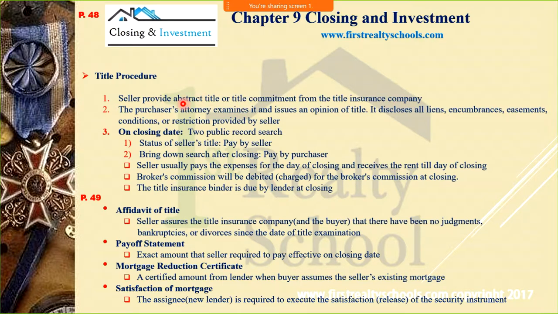After that, the title itself is not strong title evidence. So number two, the attorney. In the old days, the attorney had to examine the abstract of title and give an opinion of the title. This opinion of title discloses all kinds of liens, encumbrances, easements, anything recorded on the title that affects the transaction. And it can be restrictions. When we say restrictions, most likely CC&Rs, the HOA-related conditions and restrictions. That's CC&Rs.